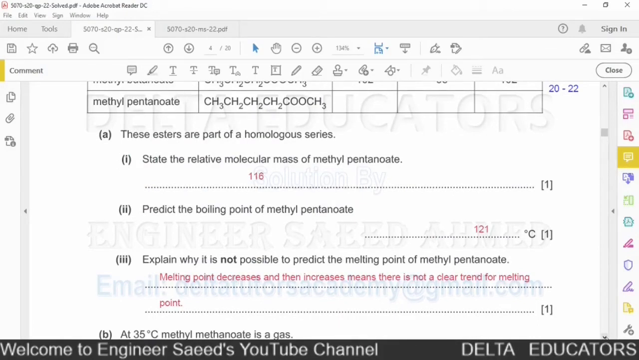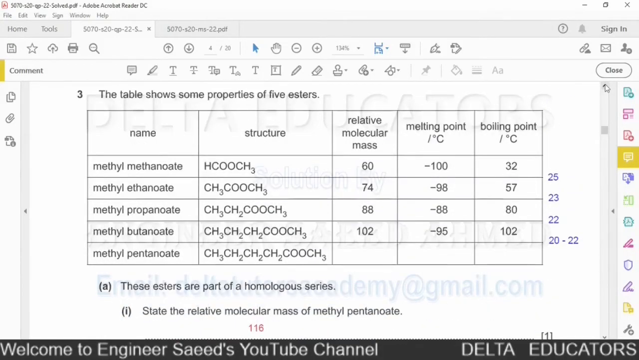Next part, predict the boiling point of methyl propanoate. Here the boiling point of methanoate is given as 32, then for ethanoate it is 57, then 80, then 102. The difference between the boiling points of methanoate and ethanoate is 25. Then from ethanoate to propanoate it is 23. Then from propanoate to butanoate it is 22. So here we can predict that the difference between methyl butanoate and methyl pentanoate will be approximately 20.